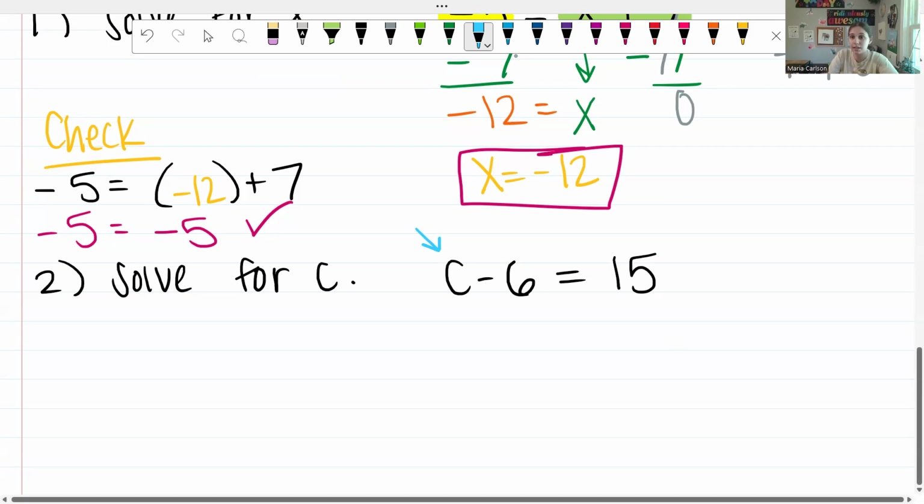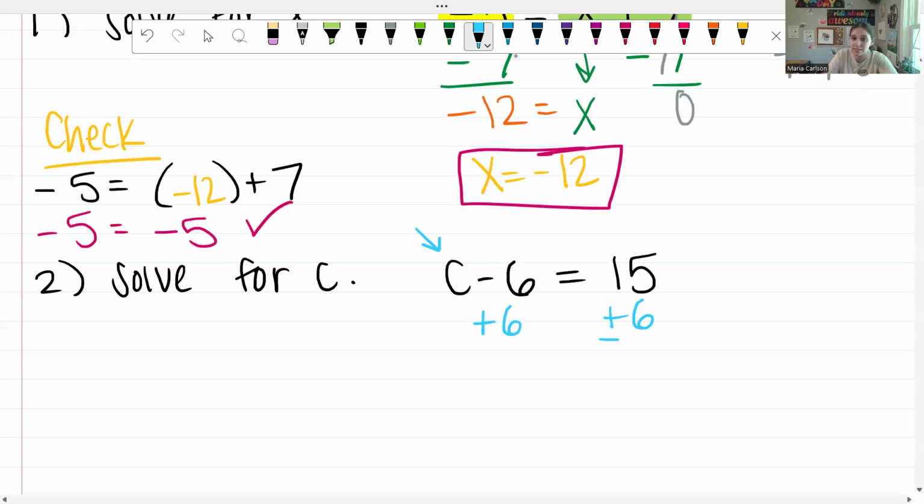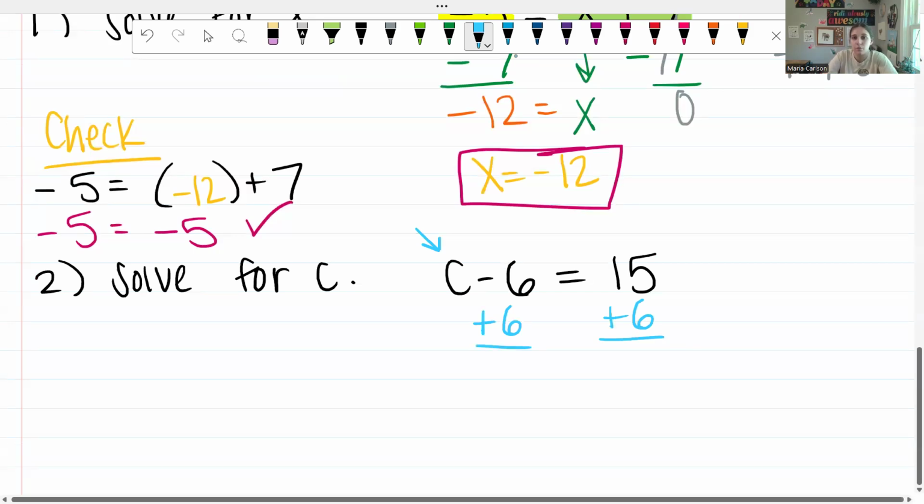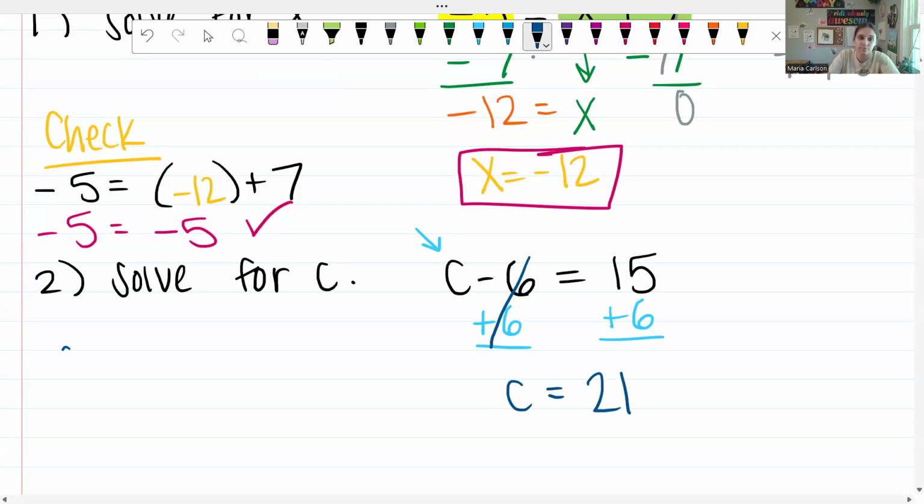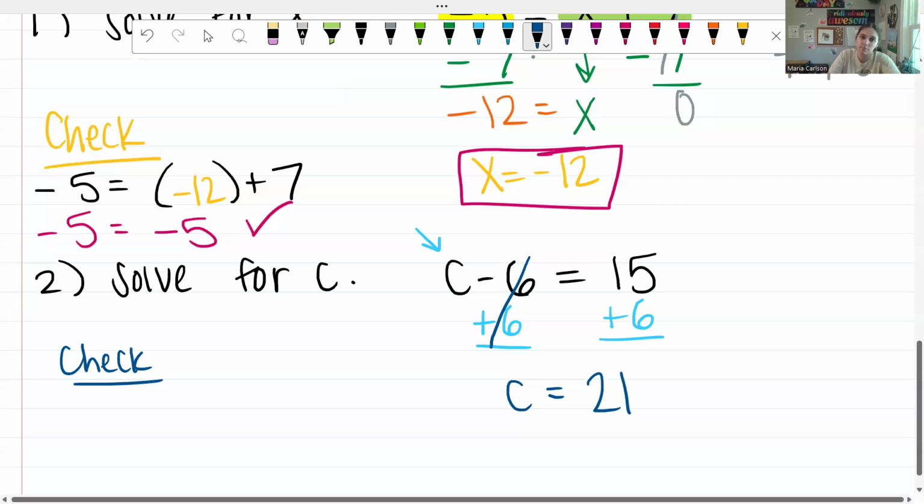And I see on the left-hand side, I have this c minus 6. I'm going to add 6 to both sides. So that way, the -6 and +6 will cancel, and we'll be left with just c is equal to, on the right-hand side, 15 plus 6 gives me 21. And now I can check my answer. Our original equation was c minus 6 is equal to 15, and we said c is 21. And if I subtract 21 minus 6, that does give me 15.